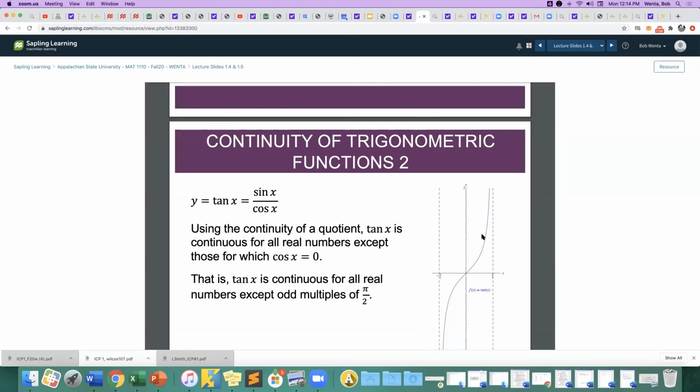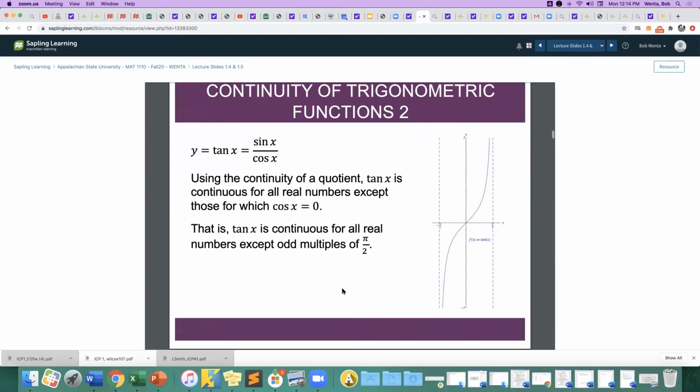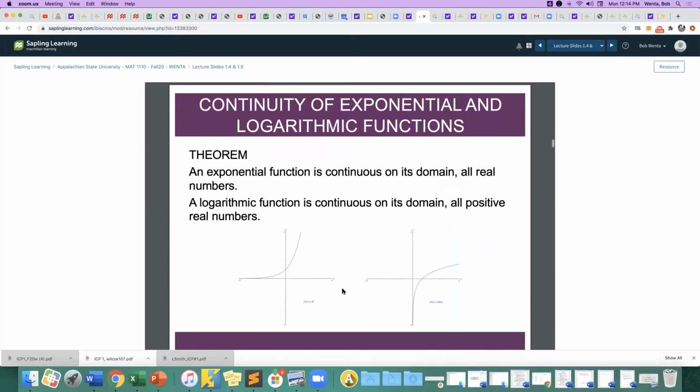And that's why you've got this repeating tan. This is the next one right beside it, and it's repeating out there forever with odd multiples of pi over 2. An odd number times pi over 2 radians is going to make cosine 0 every time. So tan is continuous for all real numbers except odd multiples of pi over 2. That's the idea of that. If you've got questions on that, let me know.